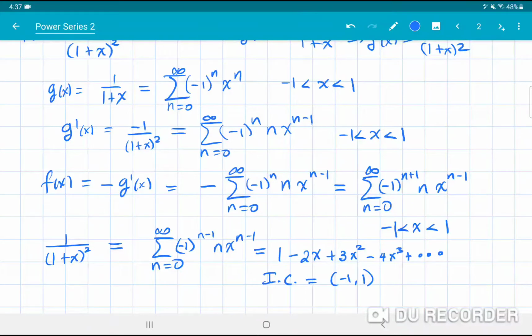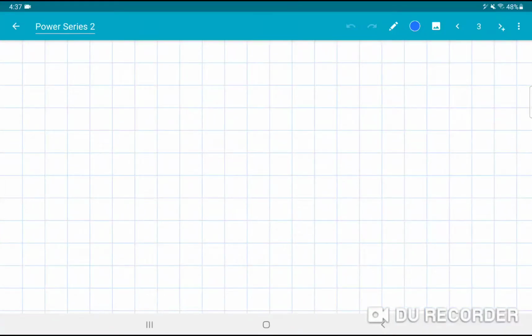And then I will give you a quiz in this video. So let me do one more example here. Okay? So I have a function f of x equals x cubed over (1 minus 2x) quantity squared. So we want to find the power series expansion of this function. And then we'll also find the interval of convergence.